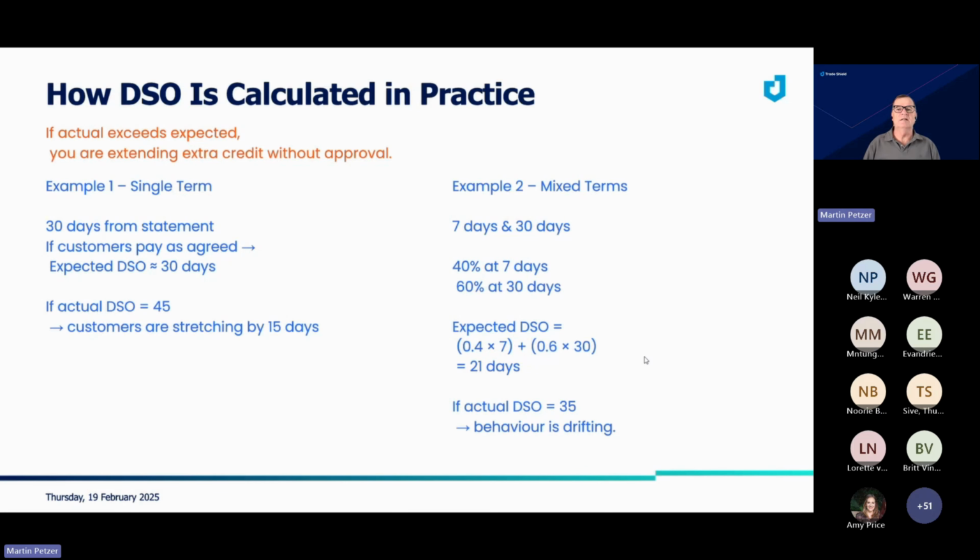How is a DSO calculated in practice? Okay. One example is 30 days from date of statement. The customer pays you and agrees. In a perfect world, it will be 30 days. If it's actually 45 days, it means that the client or the debtors are stretching you to 45 days.